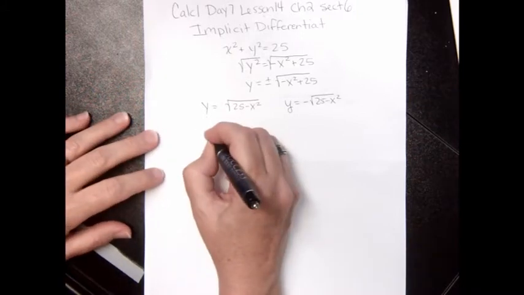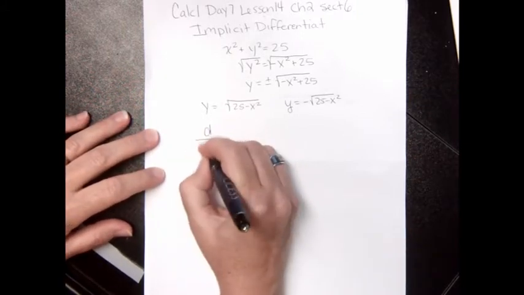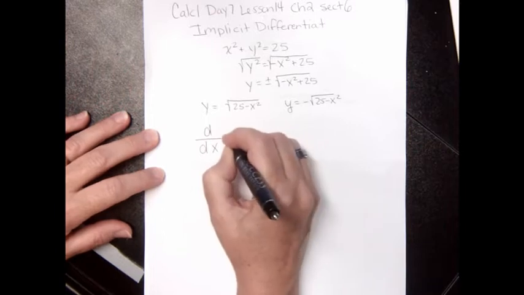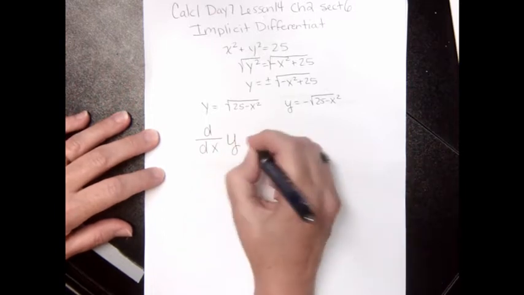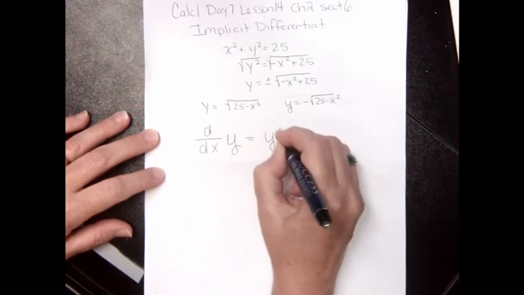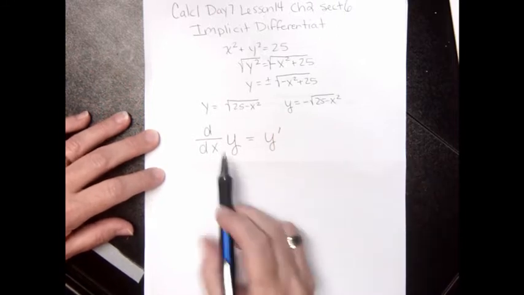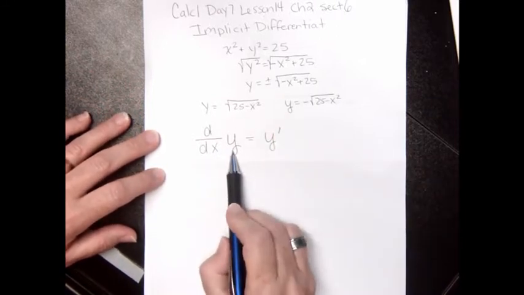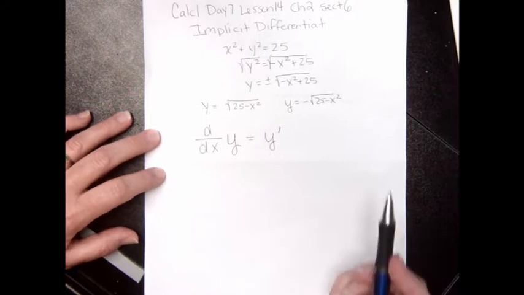So there is another method that once you get the hang of it, it's quite simpler, and it's called implicit differentiation. And the key of implicit differentiation is realizing that dy/dx of y is y prime. So when I differentiate y, I will get y prime.